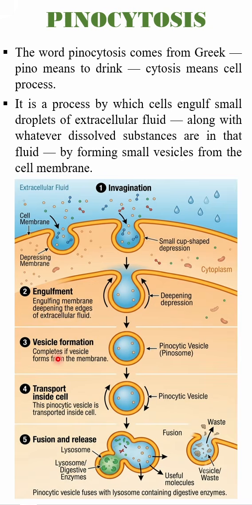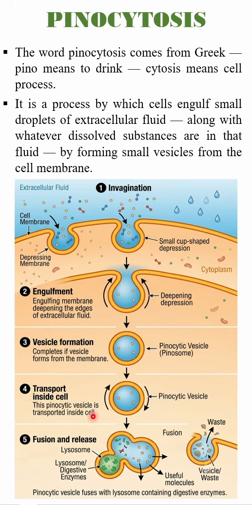Now the third one is vesicle formation, which means the edges of the membrane come together and pinch off. As a result, a small sac is formed inside the cell, called a pinocytic vesicle, or pinosome. You can think of it like a tiny delivery package carrying all the materials that were present in the fluid.